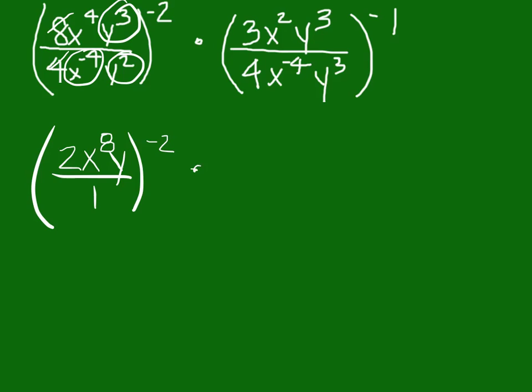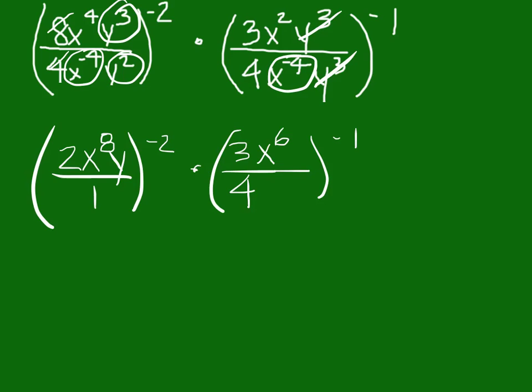The 3 and the 4 are going to have to stay where they're at. This x to the negative 4th goes to the top and combines to get an x to the 6th. Y to the third over y to the third simply cancels out. So now back to the left side.